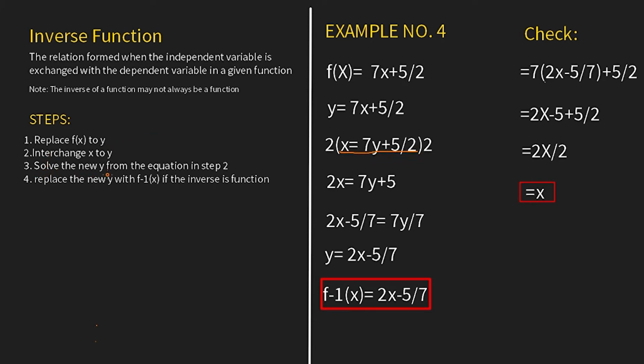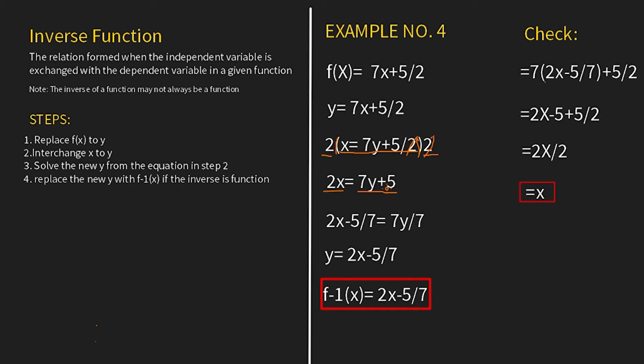Third, we solve for the new y from the equation in step 2. Which means that on the other side, y is the only thing that must be left. So here we have 5 and 2. What we're going to do first is to get rid of 2 by multiplying both sides by 2. So we cancel 2. Now we have 7y plus 5, and 2 times x, we have 2x.